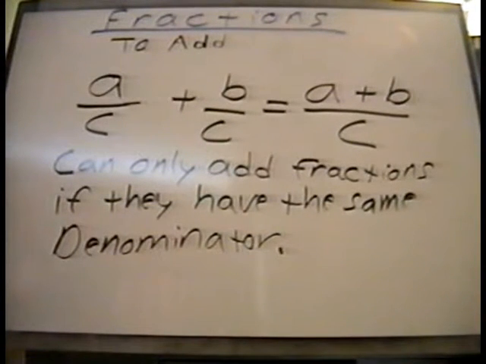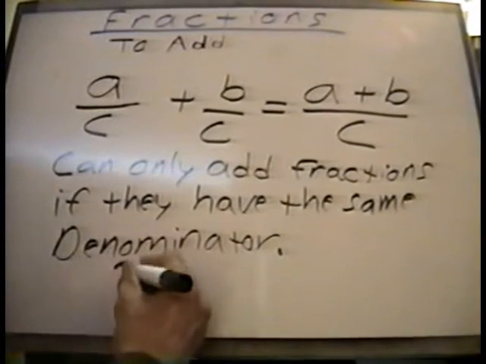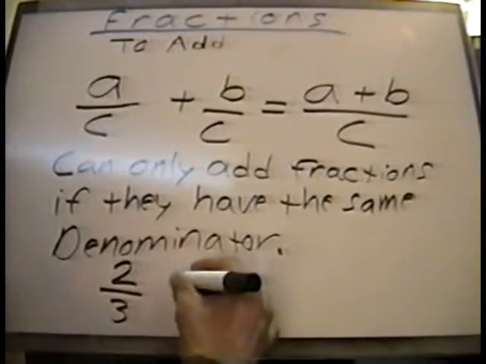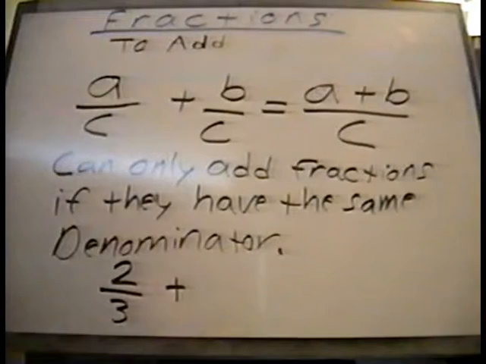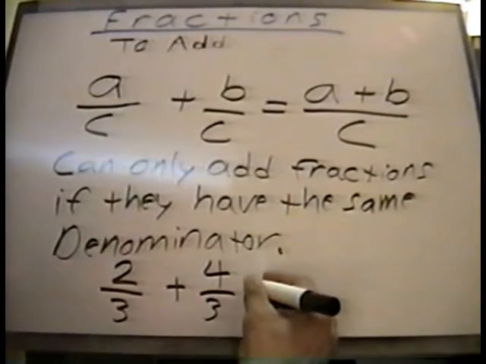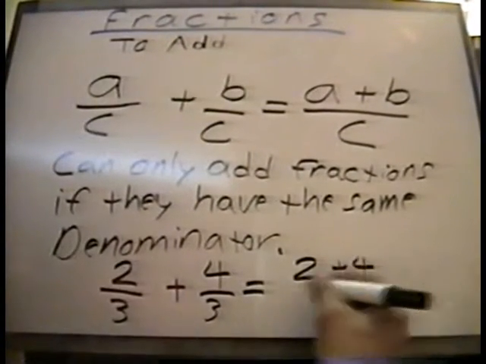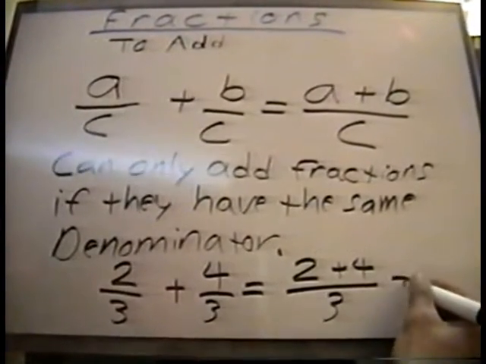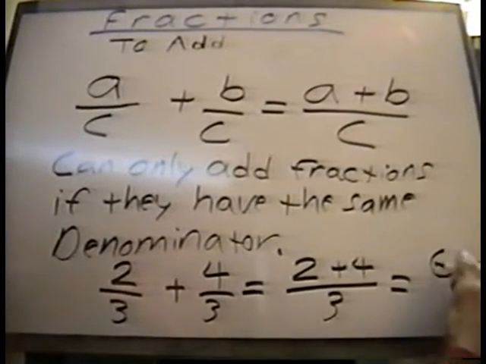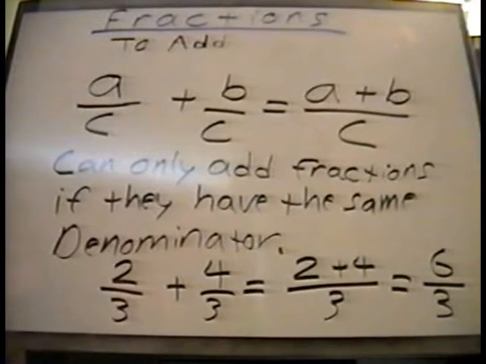So that means if I have 2/3 plus 4/3, that's going to give me 2 plus 4 over 3 or 6/3, which we know reduces to 2.